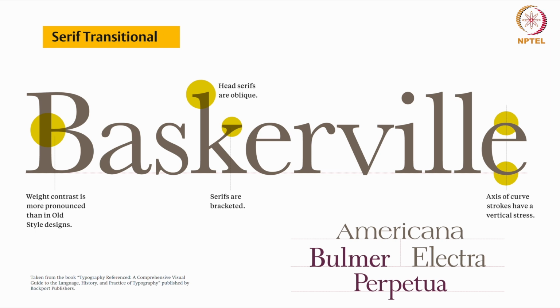This style marks a transition from old style to modern serif, becoming an element of both. Most of the examples include Baskerville, Times New Roman, Americana, Electra, and Perpetua. Some of them are visible on the screen. Baskerville is there. And if you look at the head serif, it is oblique in nature.